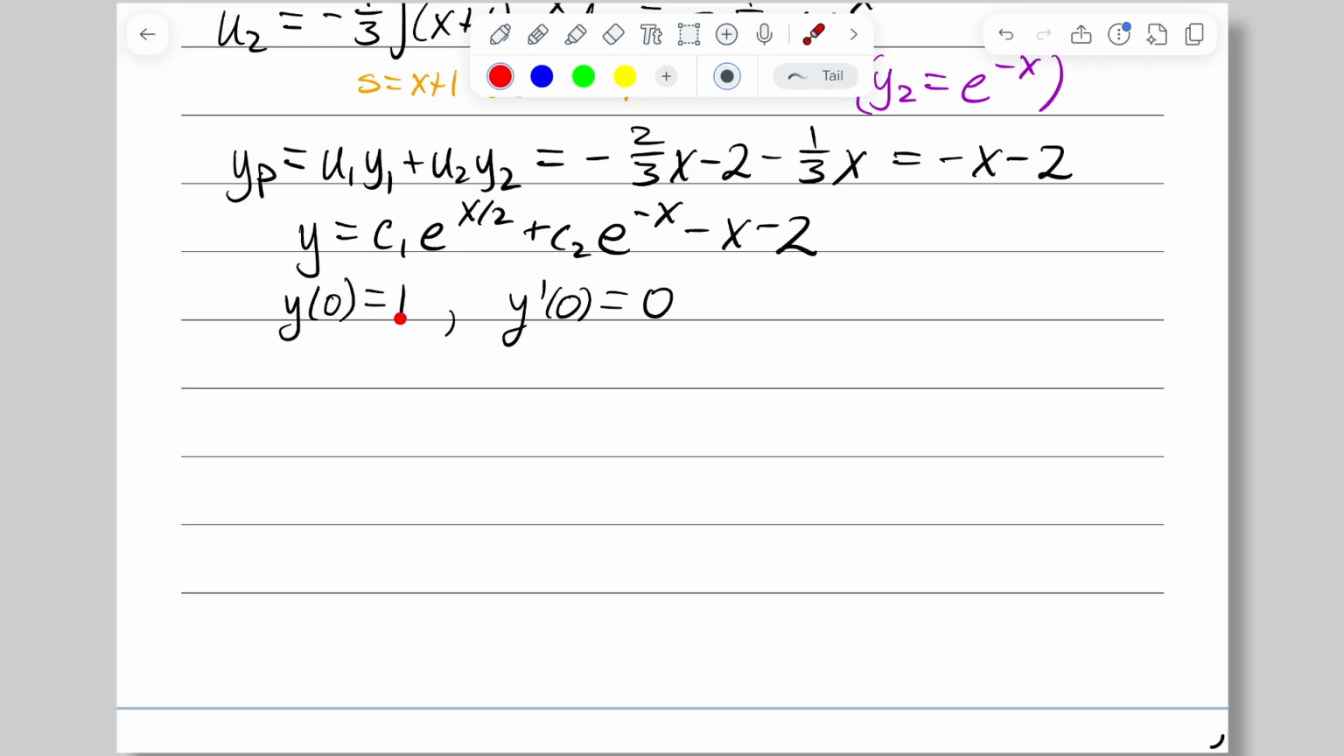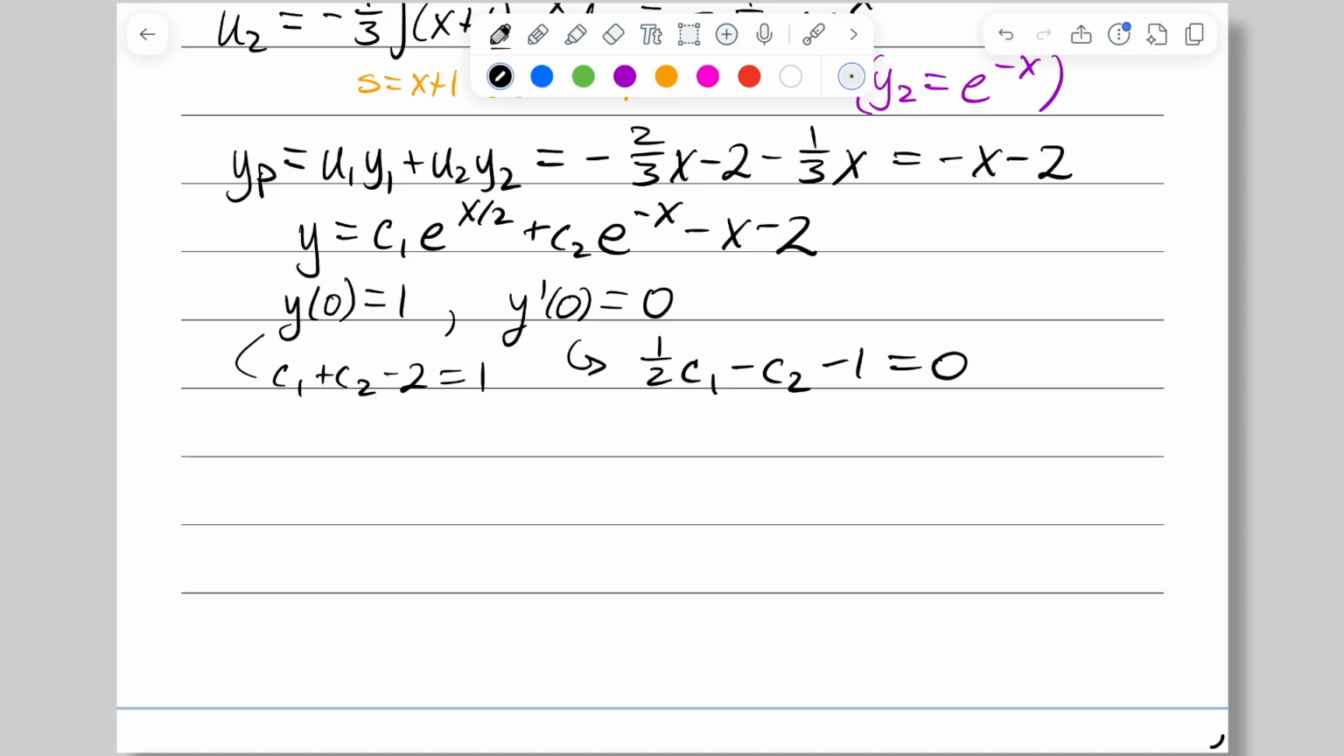If y of 0 is equal to 1, then c1 plus c2 minus 2 is equal to 1. Then you can confirm that 1/2 c1 minus c2 minus 1 is equal to 0. Solving that system of equations is going to give us y is equal to 8/3 e to the x over 2 plus 1/3 e to the negative x minus 2.